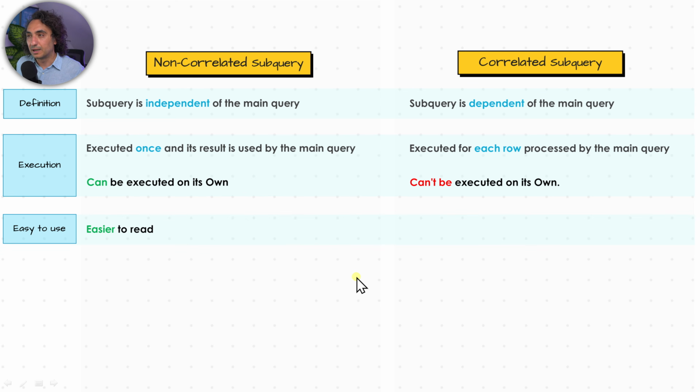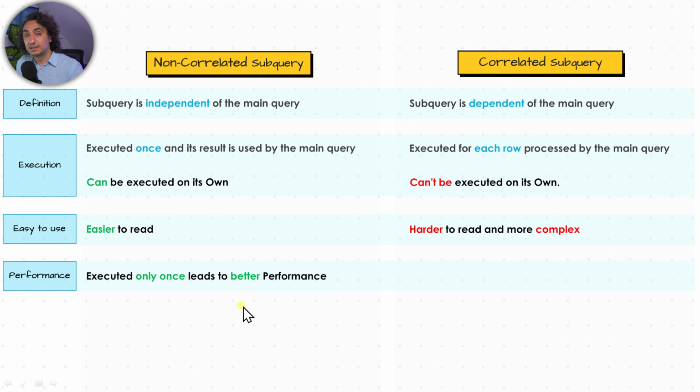If you are talking about which one is easier, it's clear that non-correlated subqueries are easier to write and to read, while correlated subqueries are harder to read and more complex. Now, regarding database performance, since the non-correlated subquery is executed only once, this leads to better performance because things are straightforward. With correlated subqueries, there is more effort because SQL has to check a lot of stuff and the subquery is executed many times. So the non-correlated subqueries are faster.